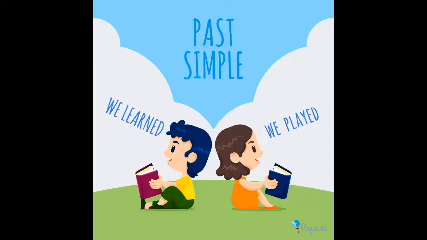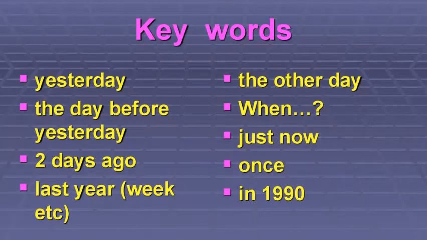Here we are going to have simple form, and it is used to tell about actions or events that have already happened. However, we use this when we know the exact or specific details, even dates of the time of the event, and have some keywords. For example, yesterday, the day before, 2 days ago, last year, the other day, when, just now.